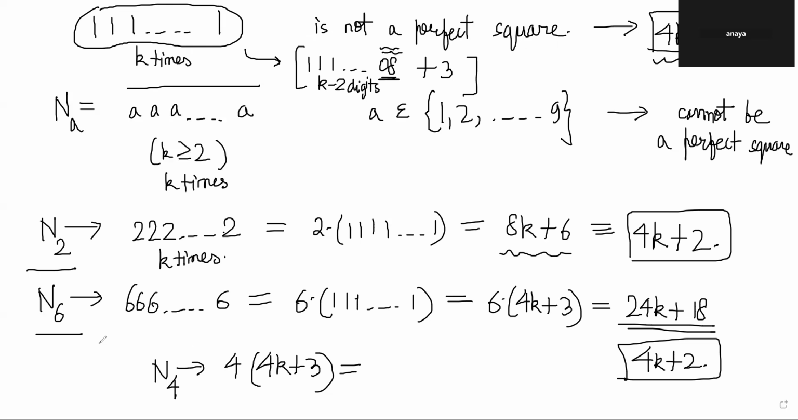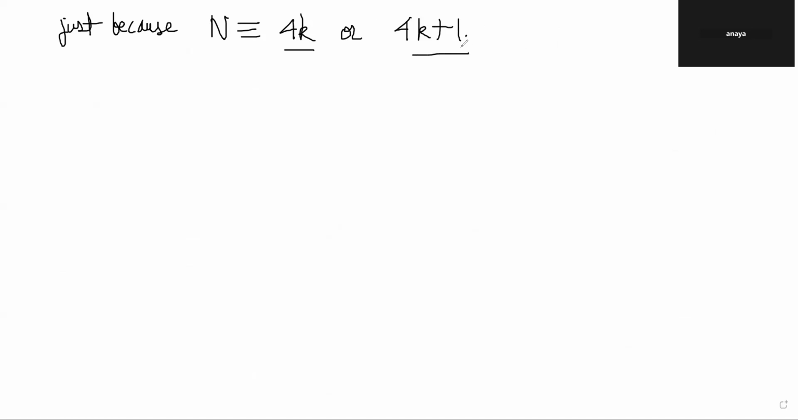But that is a thing to remember. One thing, just because a number is of the form 4k or 4k plus 1, does it mean it is a perfect square? No. It does not imply it is a perfect square, right? Right now we have gotten that yes, it is 4k, but that doesn't mean it's a perfect square. It could be, right?